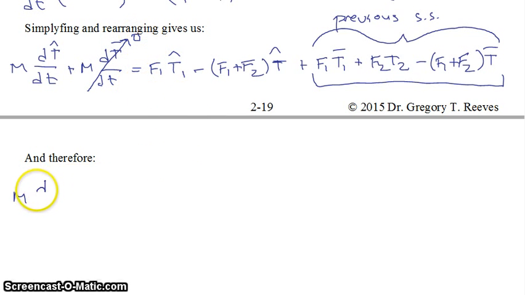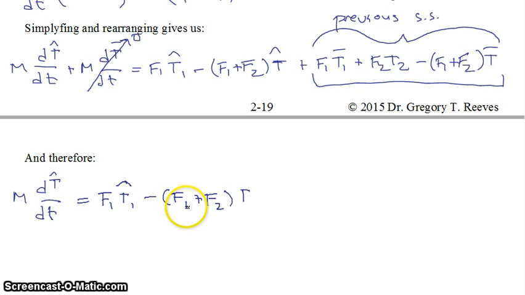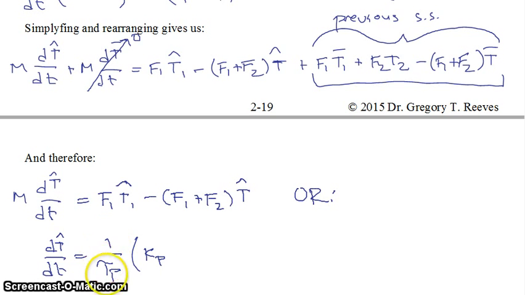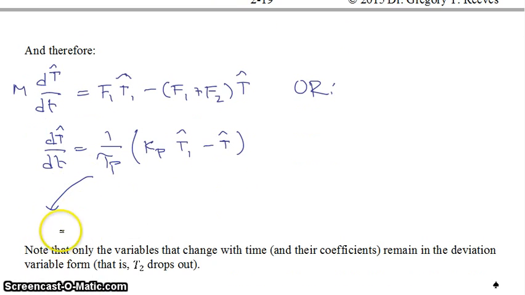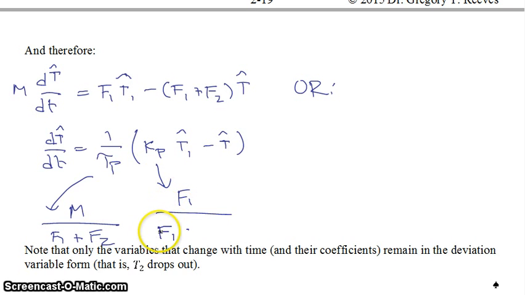So in the end, what we have is our mass M times dT hat/dt equals F1 T1 hat, minus F1 plus F2 T hat, or dT hat/dt is equal to 1 over tau p times Kp T1 hat minus T hat, where, in this particular case, tau p is equal to our mass M over F1 plus F2, and our process gain, Kp, is equal to F1 over F1 plus F2.